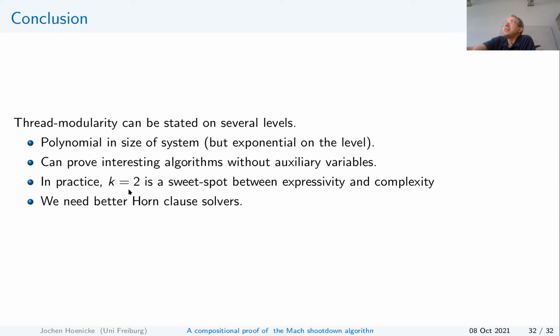We found that k=2 works well. It's this kind of sweet spot between expressivity and complexity. And we need better Horn clause solvers. So the ticket algorithm is provable, or it's barely provable. It takes some time, but I think the invariant can be found automatically. But for something that is larger than 3 statements, even with k=2, it doesn't work.